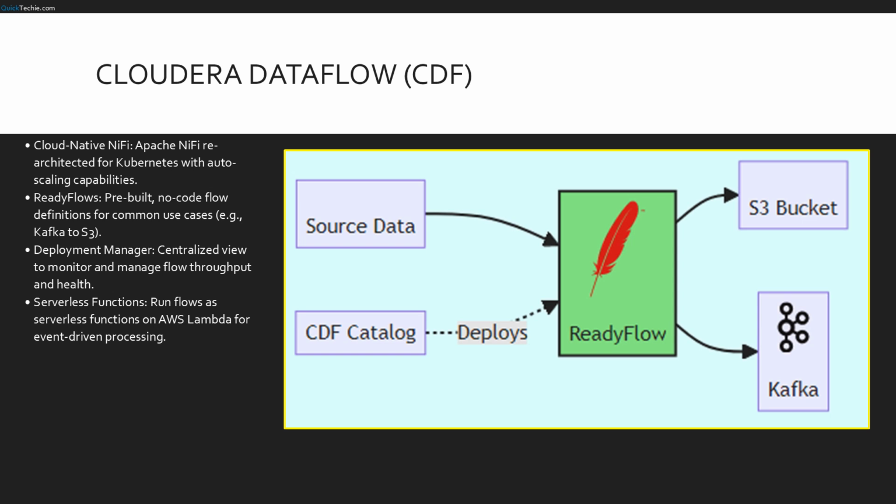CDF also supports running flows as serverless functions, e.g., on AWS Lambda, allowing for purely event-driven architecture. This flow shows the simplicity of CDF. Source data enters the pipeline. A ready flow deployed directly from the CDF catalog handles the logic. It routes data to destinations like S3 or Kafka. The central role of the catalog highlights the deploy, don't build philosophy of ready flows.